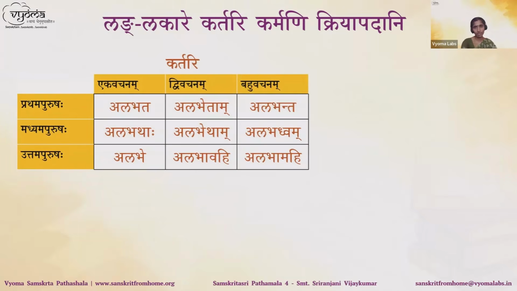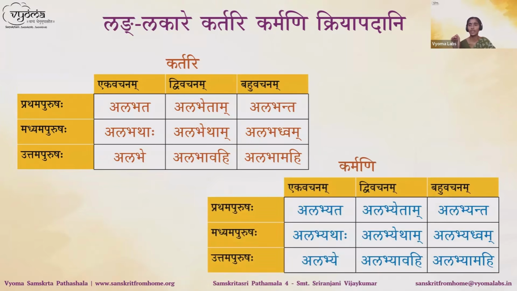Lang lakara: alabhata, alabhetam, alabhanta, alabhathaha, alabhethAm, alabhadhvam, alabhe, alabhavahi, alabhamahi. In karmani only the ya: after alabh you will hear a ya. Everything else is the same. Alabhata becomes alabhyata. Tavadeva yakaraha madhye shruyate, this alone you have to remember. Alabhyata, alabhyetam, alabhyanta, alabhyathaha, alabhyetam, alabhyadhvam, alabhye, alabhyavahi, alabhyamahi. Only the difference is the yakara.